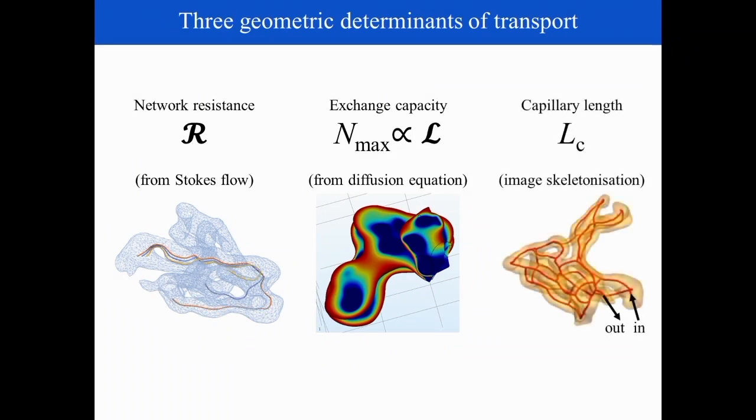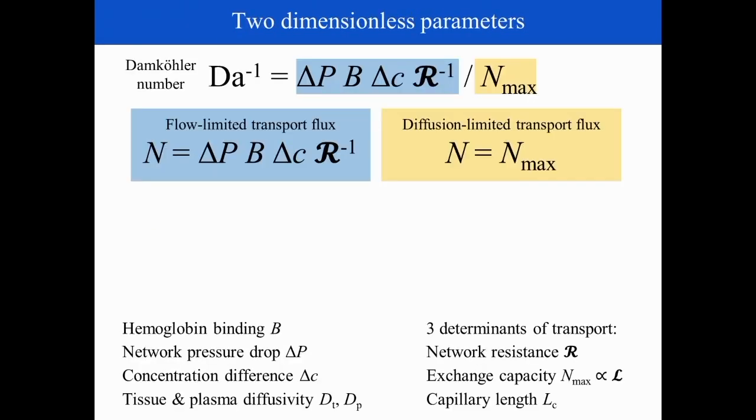Third one is the capillary length, which you can get by standard imaging techniques, like skeletonization. Once you have these three, I'll also require two dimensionless parameters. The first one is the Damköhler number, which is a ratio of fluxes. It's a ratio of diffusion limited and flow limited flux. So these describe extreme transport regimes, if you like.